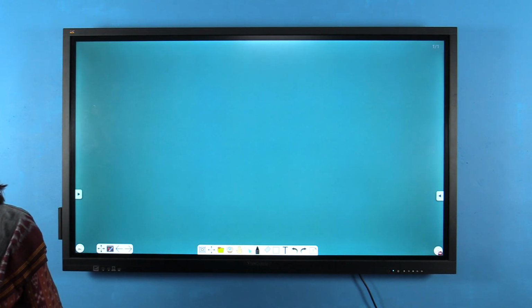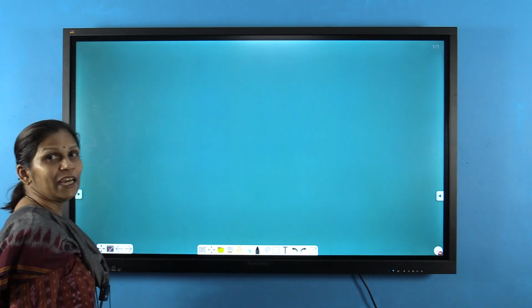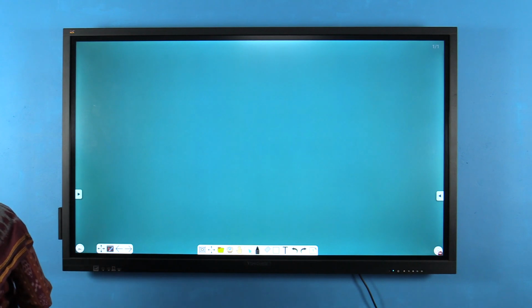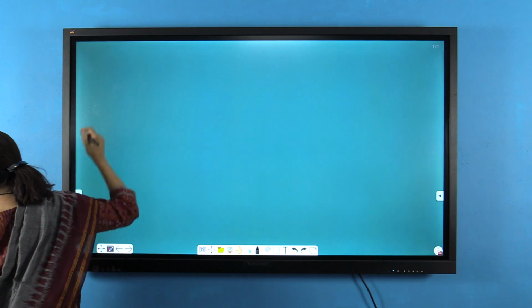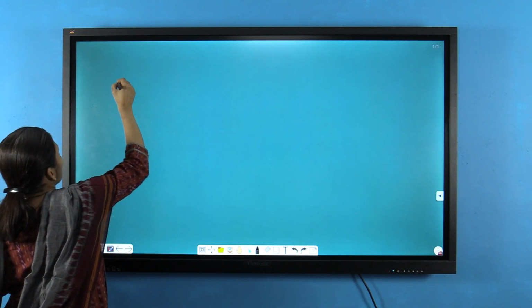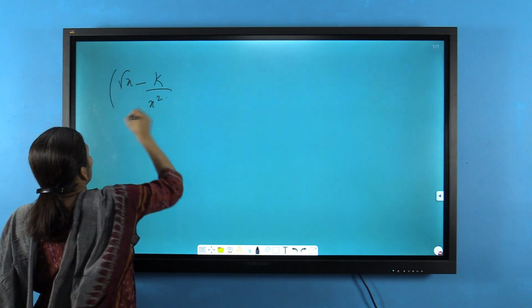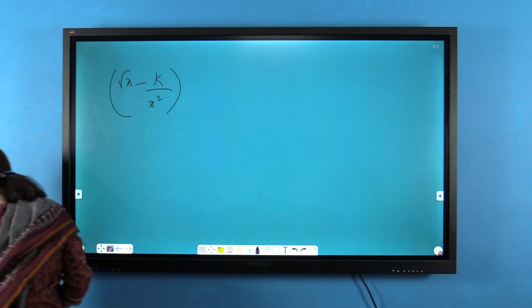Now, the next one. If the term independent of x in the expansion of (root x minus k by x squared) the whole raised to 10 is 405.